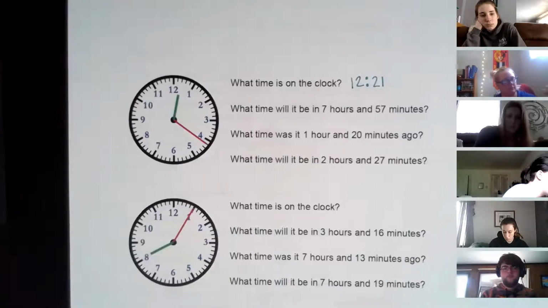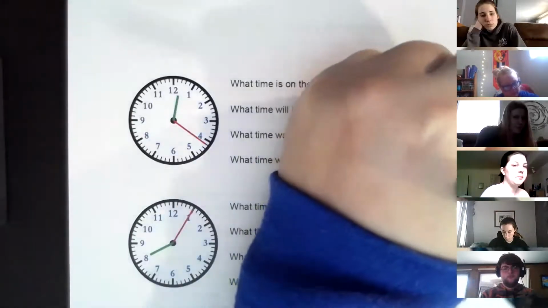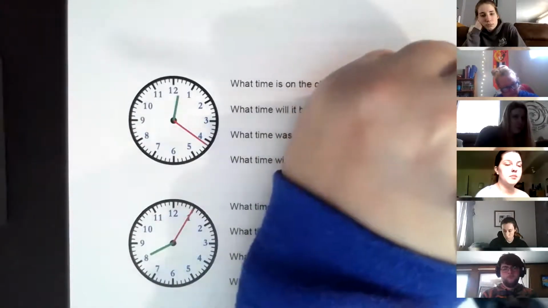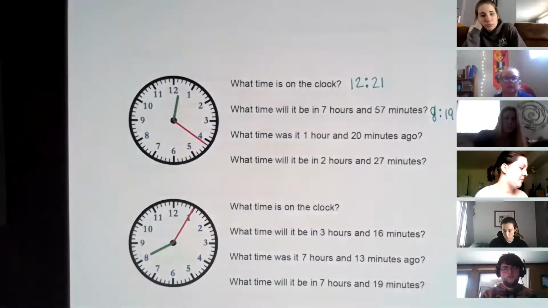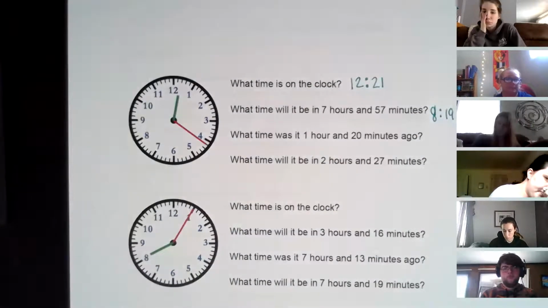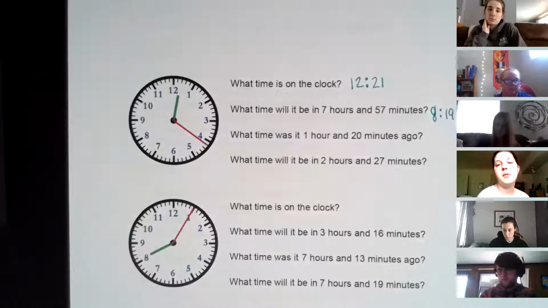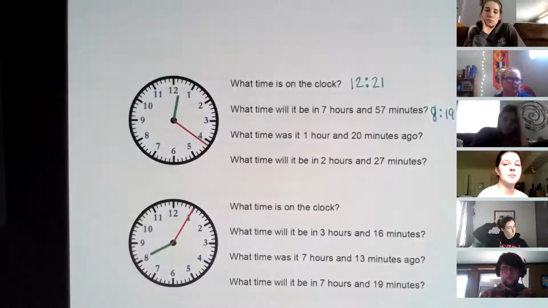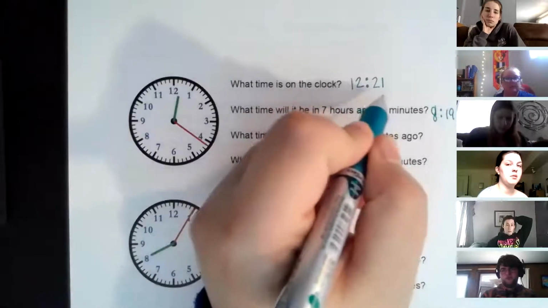$8.19. So is that what everybody else got? Yeah, that's what I got. So how do we do that, Lauren? It's basically like we're in base 60, right? Yep. So this part would be base 60, right?